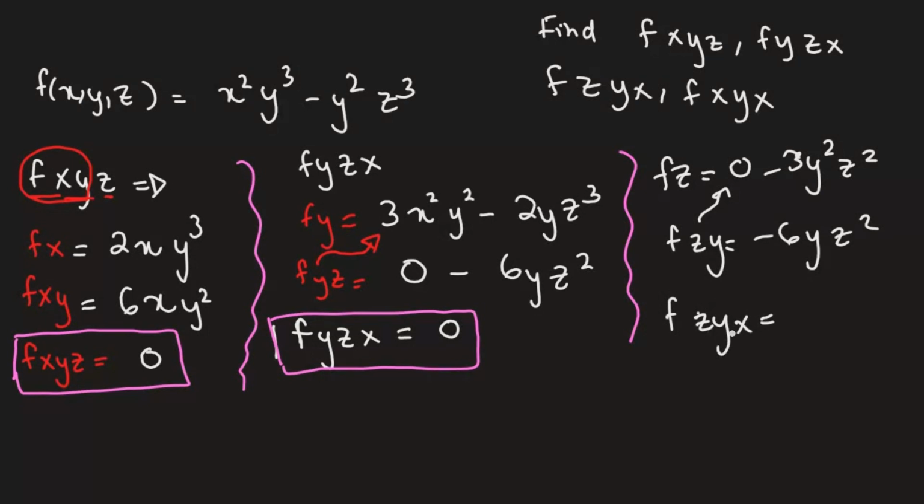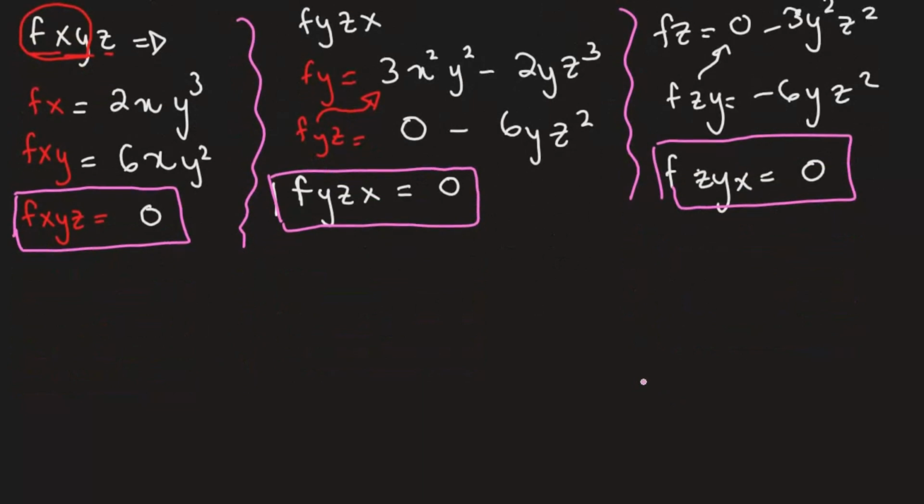Now f of z of y of x. We already have f of z of y over here. Differentiate this with respect to x, but there is no x, so this whole thing is a constant. The derivative of a constant is 0 as well. Like we said before, this is going to be 0, and it did turn out to be 0. So as you can see, these 3 answers are all 0, proving again that the order doesn't matter and it is indeed equal to 0. And they're all the same.